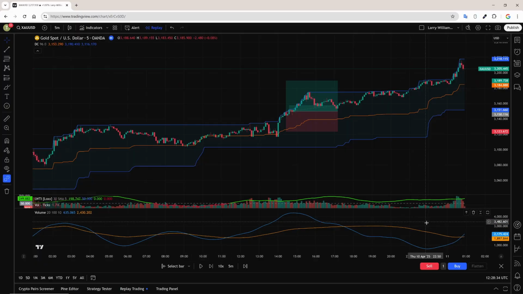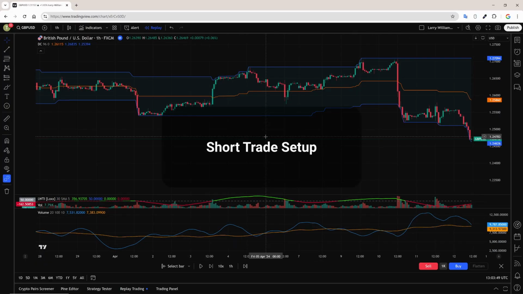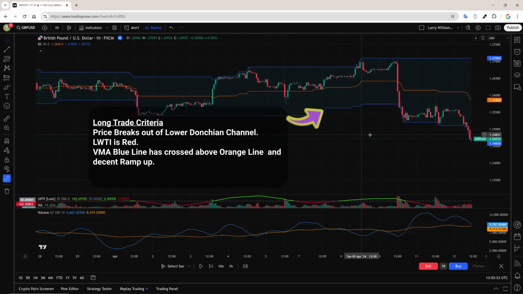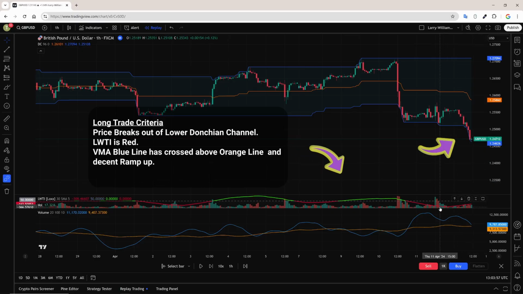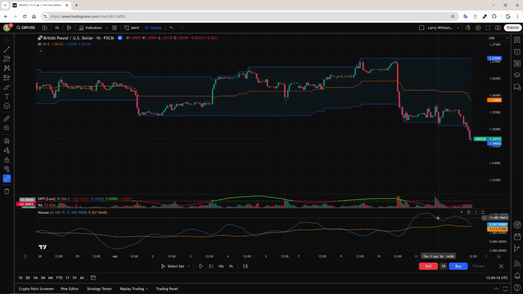Beautiful. A winner. For entering a short position, we would look for when the price breaks below the lower band of the Donchian channel, as it has here. The Larry Williams Trade Index indicator to be red, and the volume to be crossed above the volume moving average line. So the fast volume above the slower volume average line. So blue above orange.